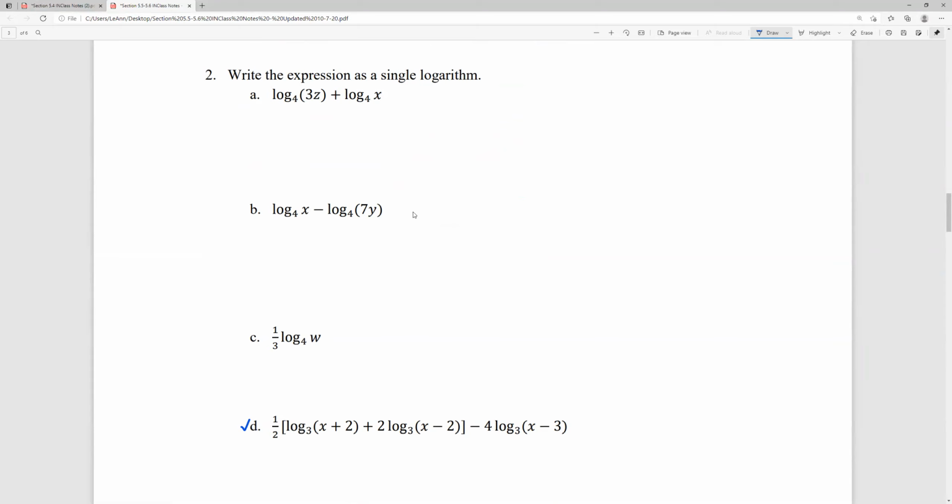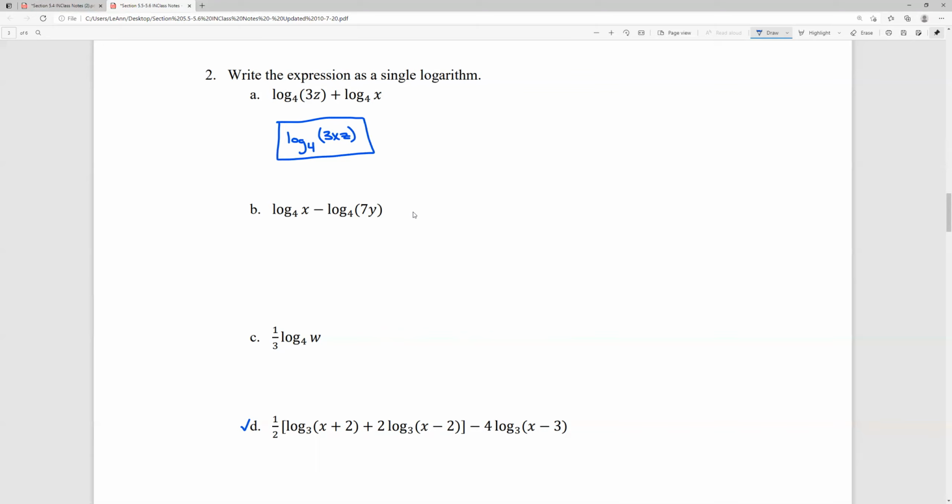So we see that this is separated by a plus, and they both have log base 4. So we're allowed to write this as one log if we multiply the arguments. So you can put them in any order you want. I like to do it alphabetical. So 3z times x is 3xz. That is now a single logarithm.